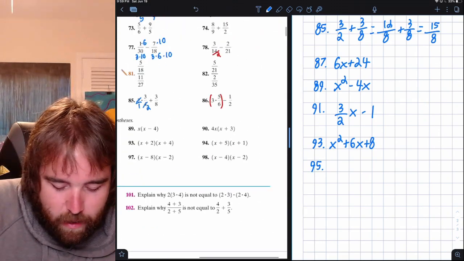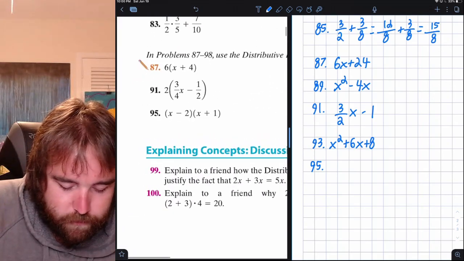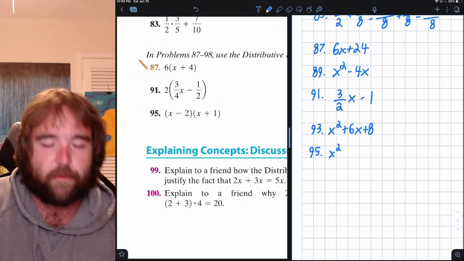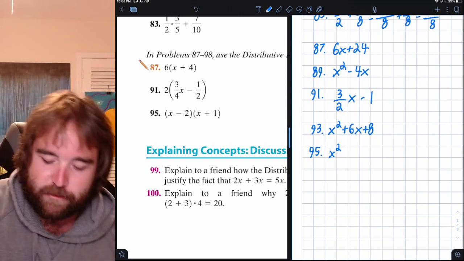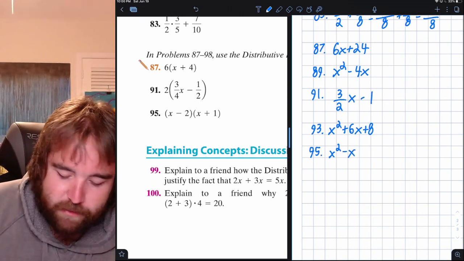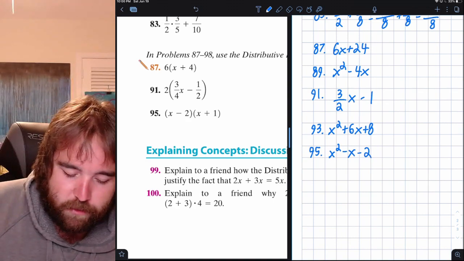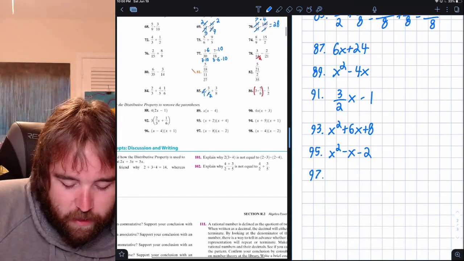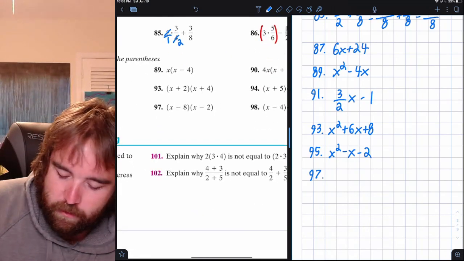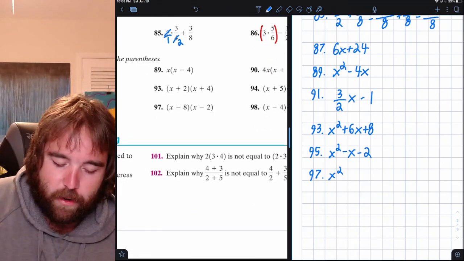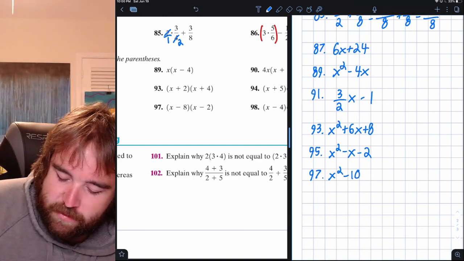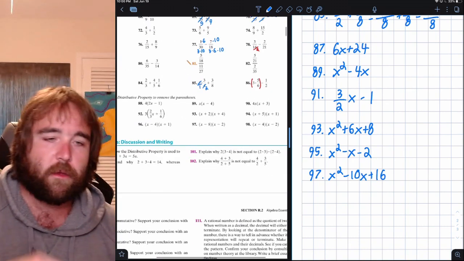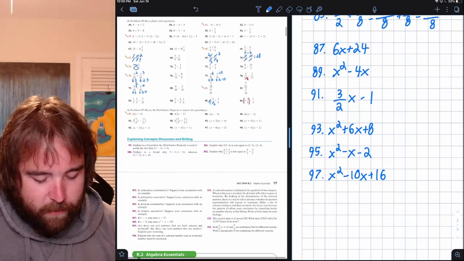All right, 95. Again, distributing. So we got x squared, and then we got minus 2x plus x, which is minus x, and then minus 2. Cool, cool, cool, cool. 97, same deal. This is the last one here. x squared, that's going to be minus 10x plus 16. Nice. All right, we got one more problem in this section.